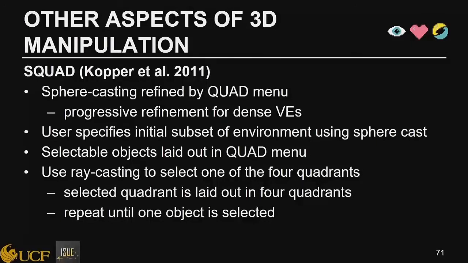This is known as progressive refinement and is typically done in dense virtual environments with lots of objects. The user specifies the initial subset of the environment using a sphere cast, and then the selectable objects are laid out in a quad menu. Once you've got that quad menu, you just use raycasting to select one of the 4 quadrants. Once you select that quadrant, you get another quad menu with the elements in that quad. And you keep doing this until you get the object that you want. That works pretty well, but you have to keep going through this refinement.